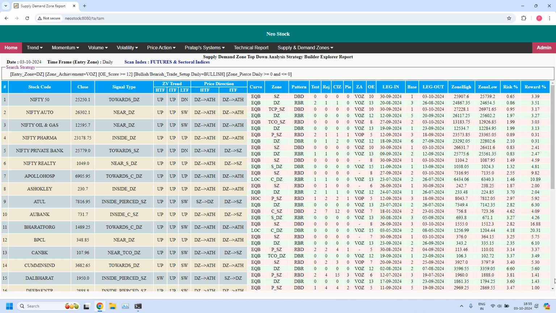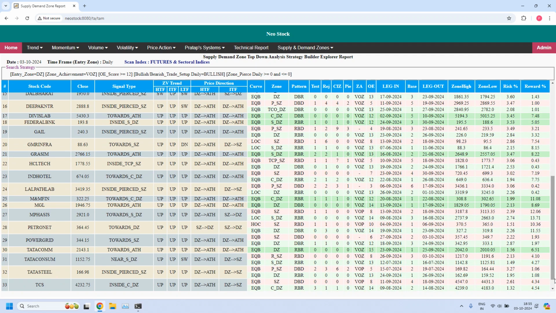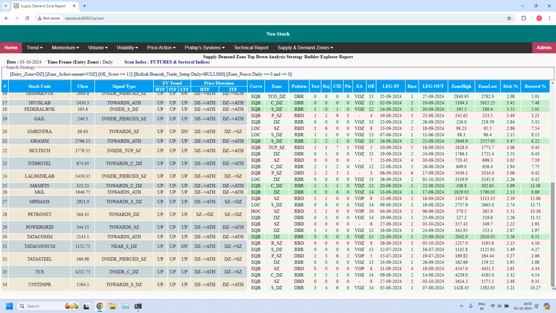So I'm scrolling the list down. Further I am scrolling the list. So total 34 stocks are filtered. All these 34 stocks are currently supporting bullish trade setup for monthly income trade, entry time frame daily.